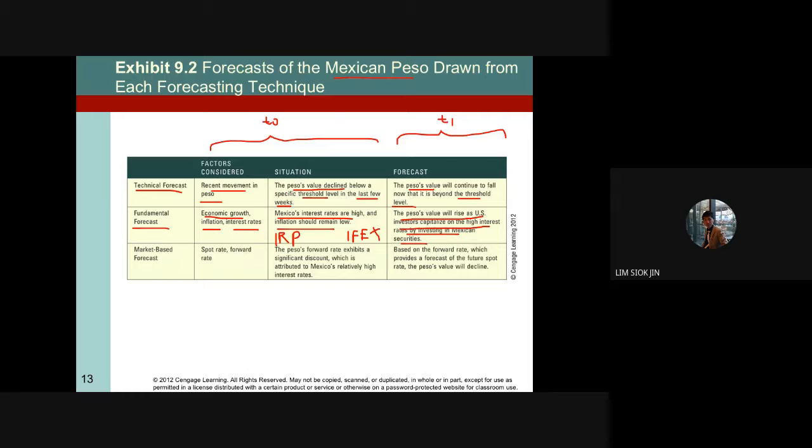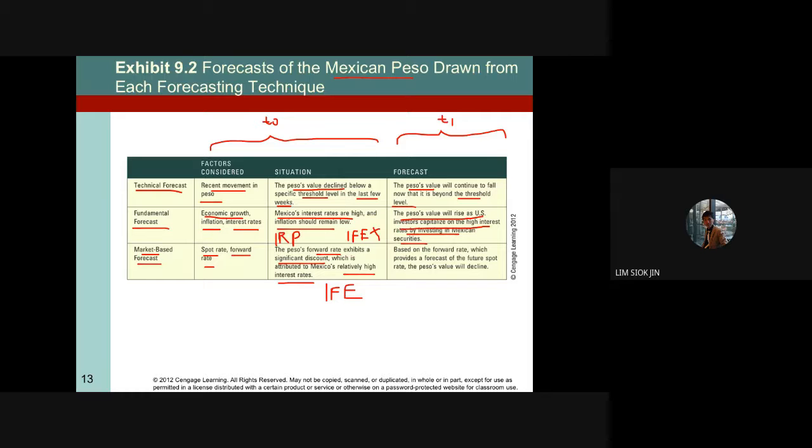All right, the next thing is the market-based forecast. We'll look at the spot rate and forward rate. So you need more info on this. What kind of info? The peso forward rate shows that there is a significant discount, which is attributed to Mexico's relatively high interest rate. So this is IFE. Why?